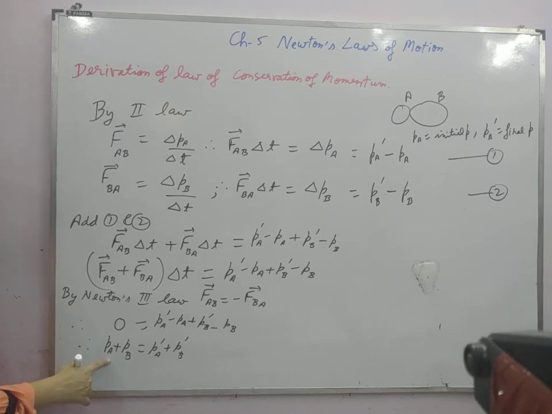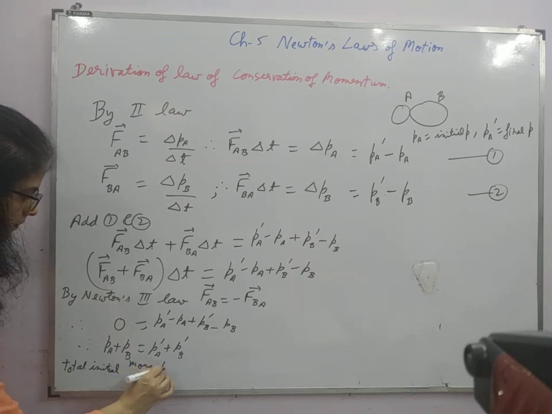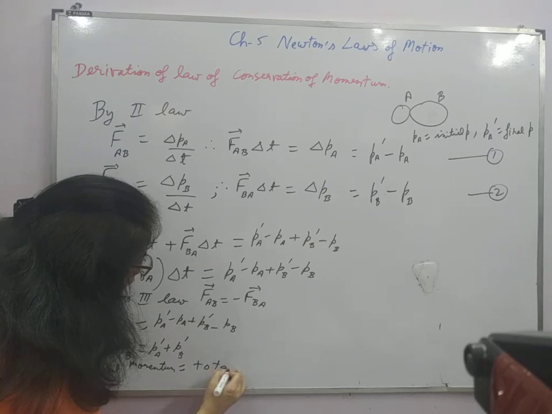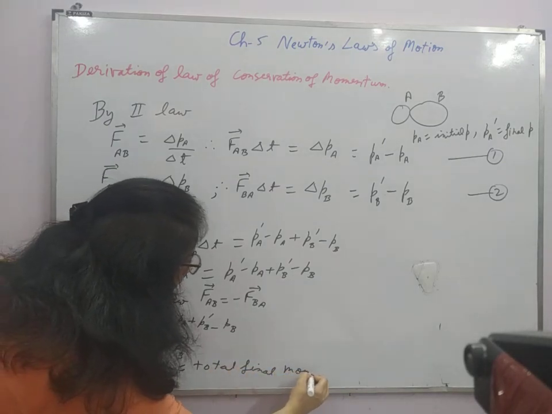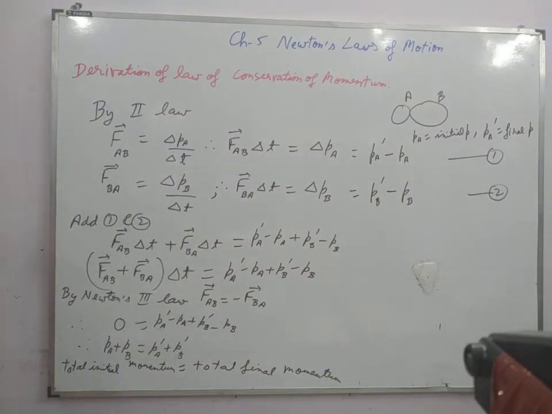This means the total initial momentum is equal to the total final momentum. This is proved. So this is the derivation of the law of conservation of linear momentum.